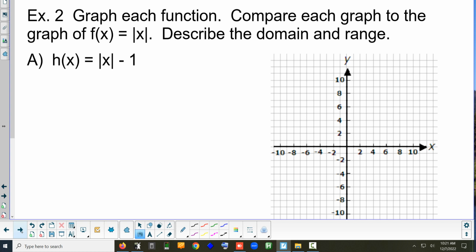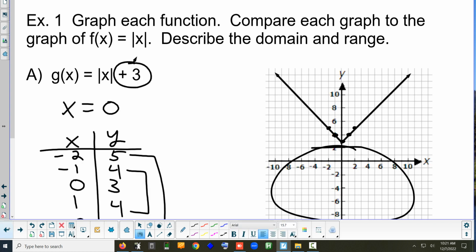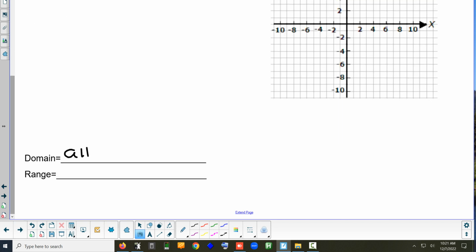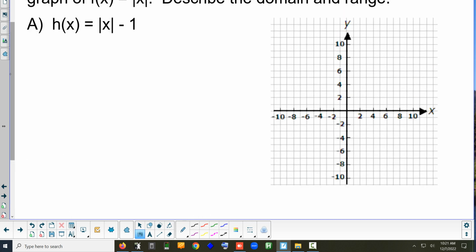All right, let's do this one. So it says to graph each function. We don't have to graph each one. All I want to see is the final one. Don't worry about the original. So graph the function, compare the graph, and then describe the domain and the range. Well, again, what's the domain? All real numbers. We could write that down right now. As far as the range, let's wait on that. Let's do our picture first, and then we can see the range after we do the picture.